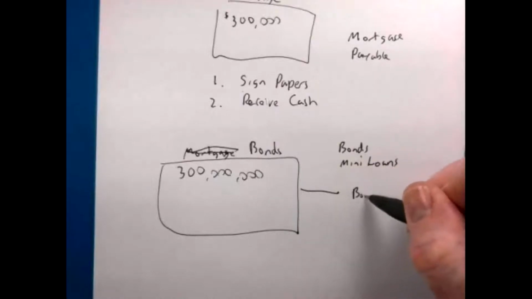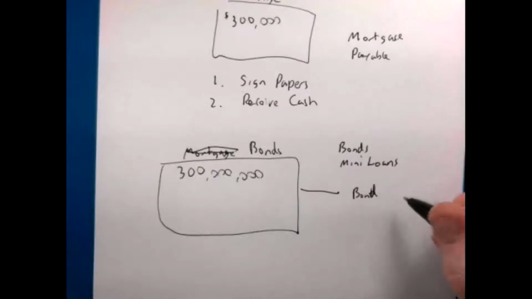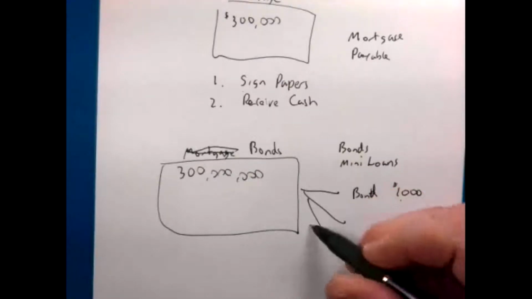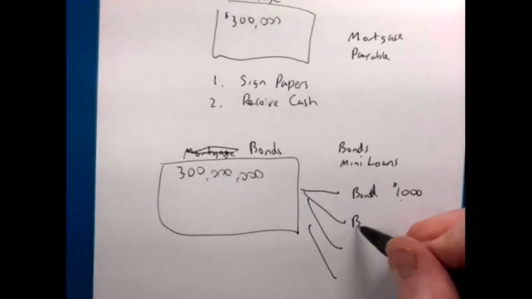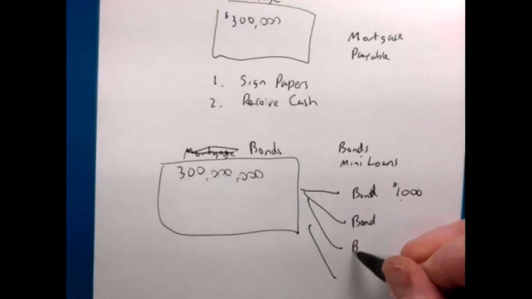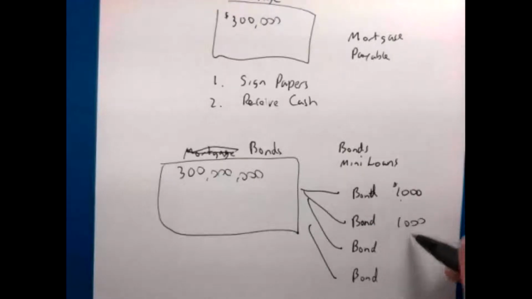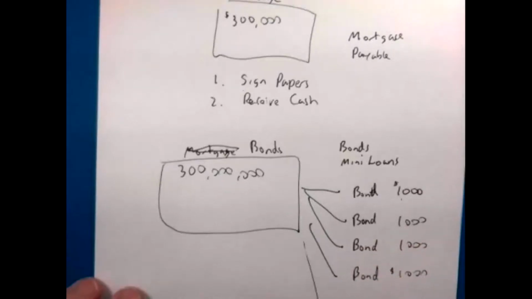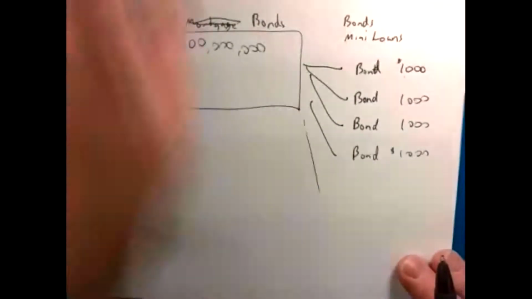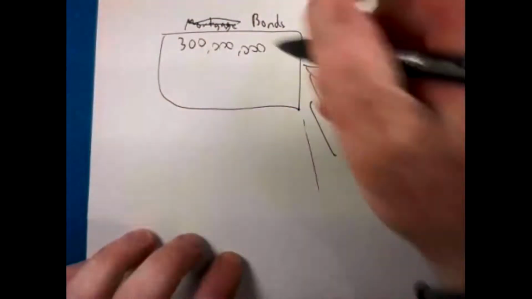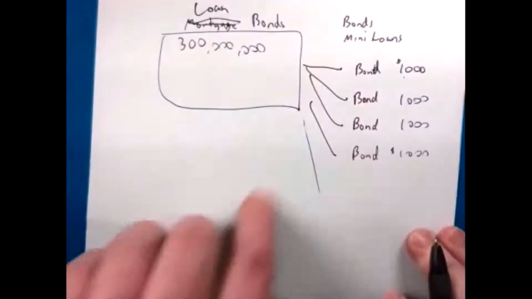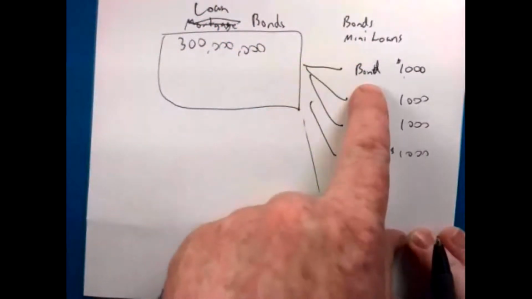All right, so maybe they make a bond. Maybe they have a face value of say $1,000. So they're going to split this thing up into a bunch of little mini loans that are bonds, obviously enough to get up to 300 million. So a bond is sort of like a loan, but it's broken up into a bunch of little loans. So this is like its own little loan.